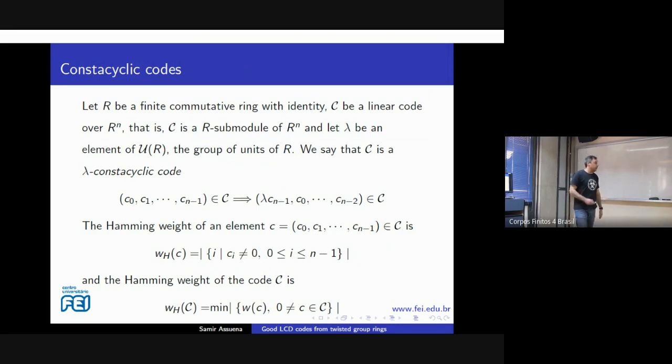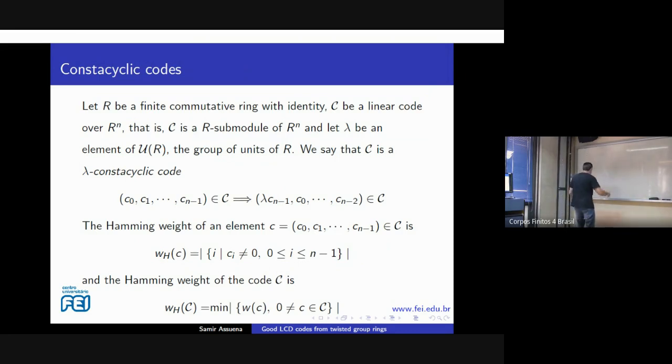Okay. And the Hamming weight of any code word here is defined as the number of coordinates that are different from 0, and the Hamming weight of the code is just the minimum weight of all code words in the code.